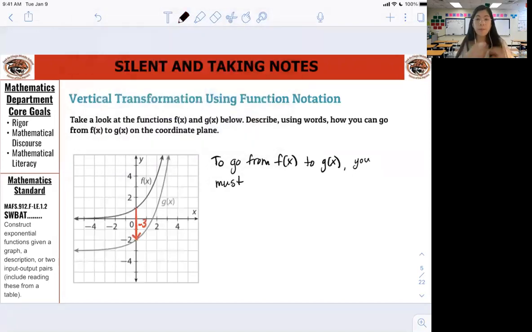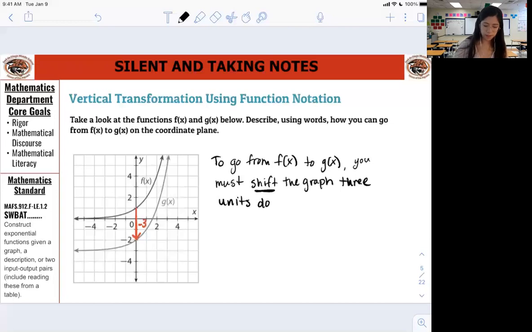So mathematically, I'm subtracting 3. Visually, physically, we're going to use these transformation words. So we must shift the graph. Remember, when you shift something, you're moving it up, down, left, or right. So we were shifting the graph 3 units down. So to go from f of x to g of x, you must shift the graph 3 units down.